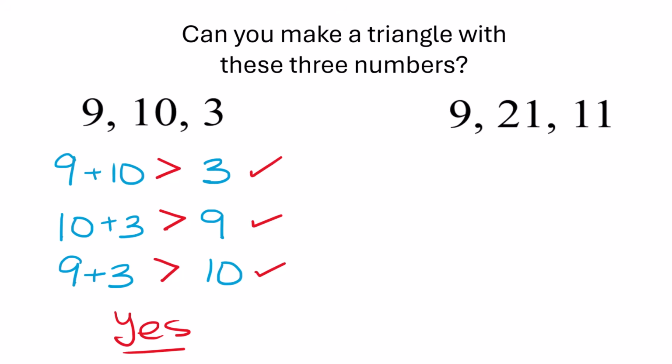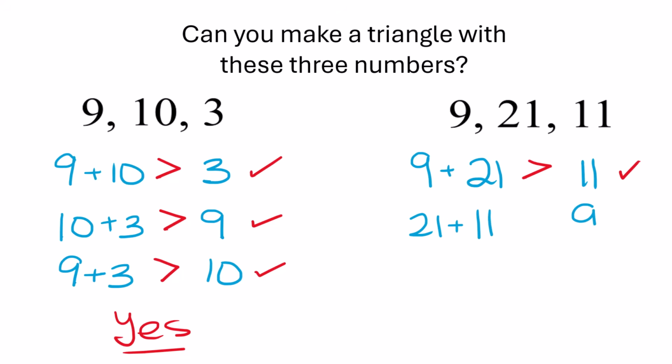So hopefully this is a no example, so you can see what goes wrong. We have 9 plus 21, how does that compare to 11? I misspoke. Is that true? Is that bigger? Yes. And then I take the 21 and 11 and I compare it to a 9, and that's a hell yes.